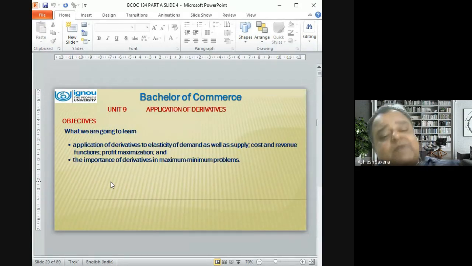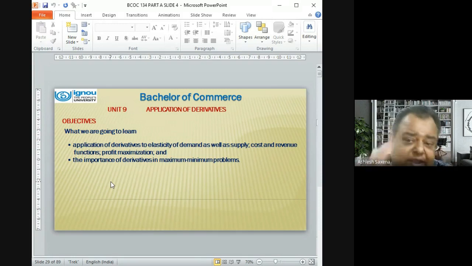Now, moving further, application of derivatives. Application of derivatives to elasticity of demand as well as to supply, cost and revenue function, profit maximization, and the importance of derivatives in maxima, minima problems. Whatever I told you today, I will be doing it for you in application to business.